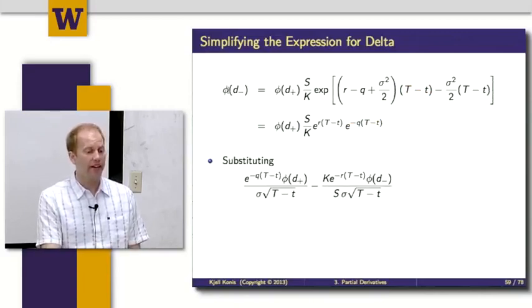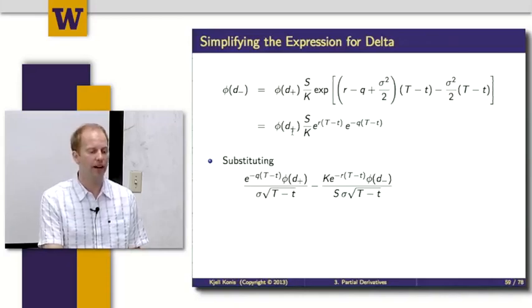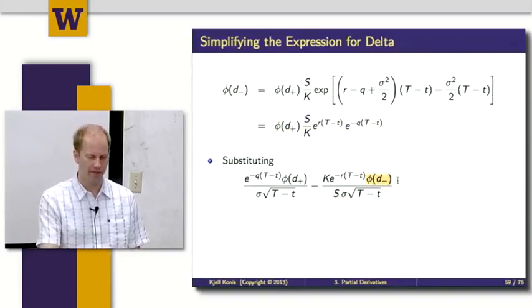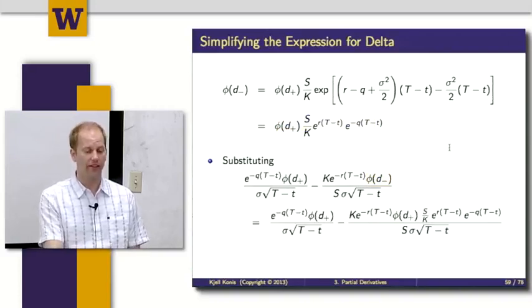And now I have an expression for phi of d minus in terms of phi of d plus. And this is the expression that I'm trying to show is equal to 0 again. So I'm going to substitute my expression here for phi of d minus into the second term here. And I get this expression here. And so the first term has stayed the same.